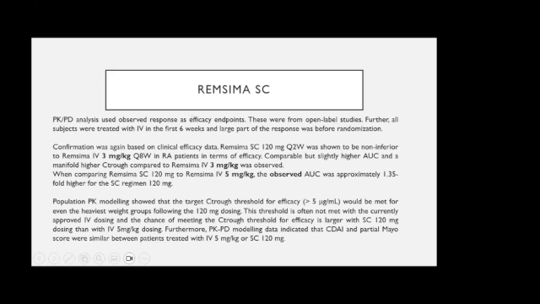So this, together with the fact that the clinical data were from open label studies, and all subjects were treated with intravenous in the first 6 weeks, and not part of the risk was before randomization, limit the application of these models for the subcutaneous administration. In any way, confirmation was again based on clinical efficacy data, both on rheumatoid arthritis and Crohn's disease.